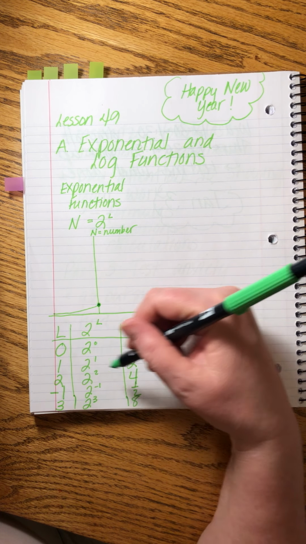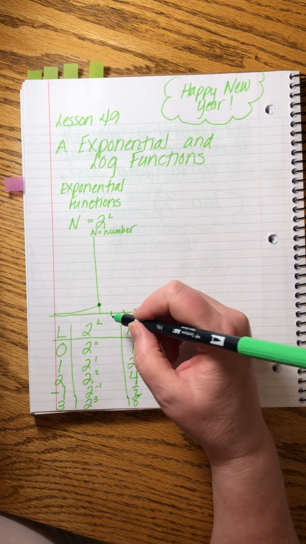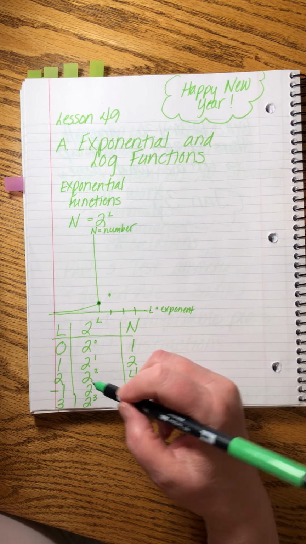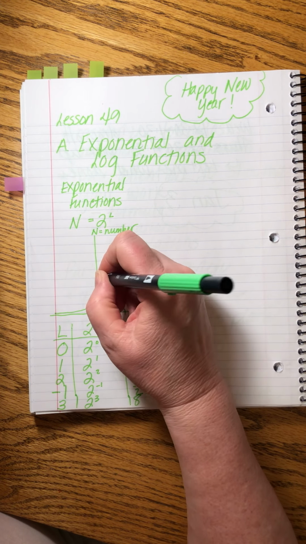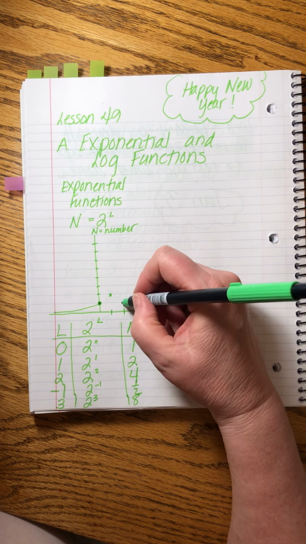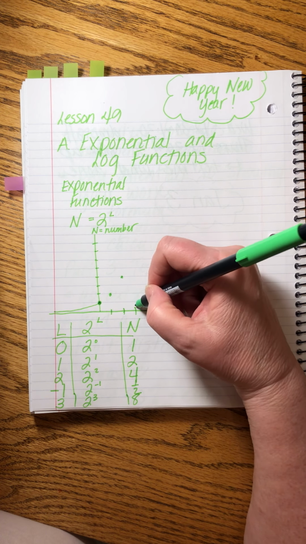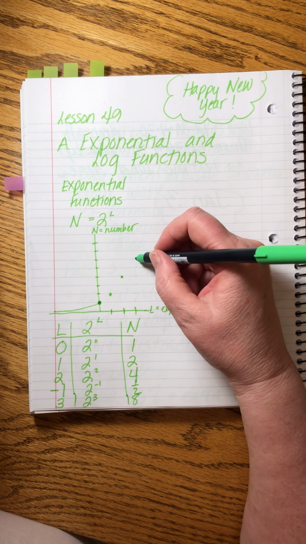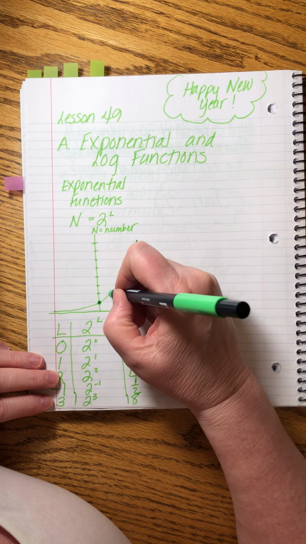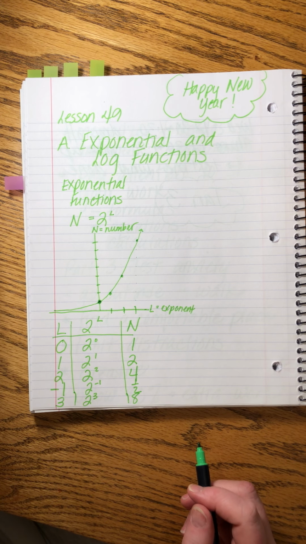All right, let's graph the rest of these. 1, 1 and 2. I'm using the blue lines on this side. I guess I could put them in for the purpose of keeping your head on straight. 1 and 2, 2 and 4, 1, 2, 3, 4, and 3 and 8. 1, 2, 3, 4, 5, 6, 7, 8, right? And then we connect the dots, and there we have our cute little exponential function, right?